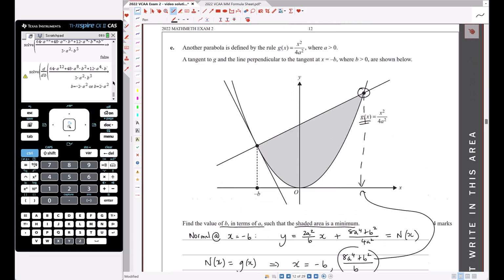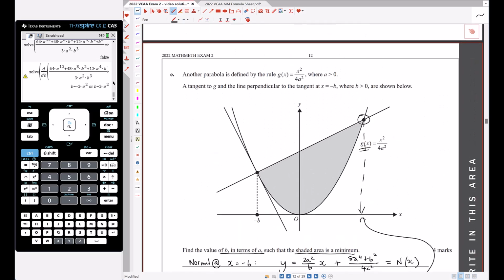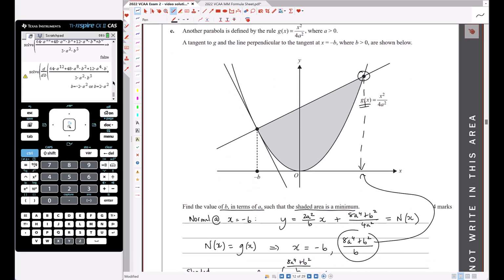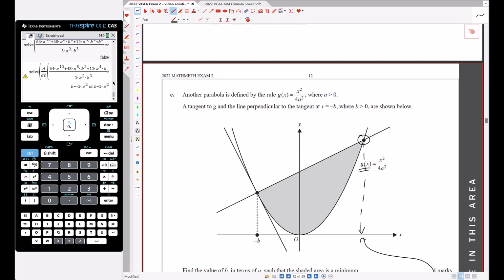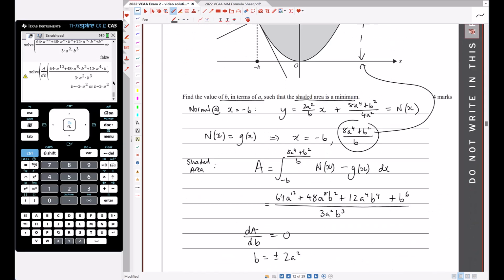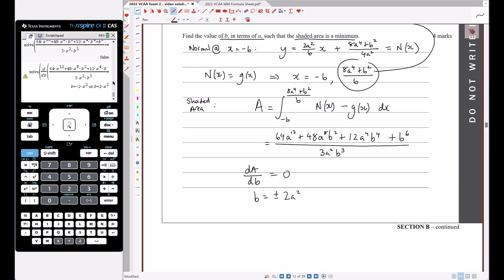So what do we know about a? So b is a positive value. A is also positive. So if b and a have to be positive, then b can't be the negative. But b is bigger than 0, so b equals 2a squared, because regardless of what a is, when we square it, it's positive. And so the only way for b to also be positive is if it equals positive 2a squared.